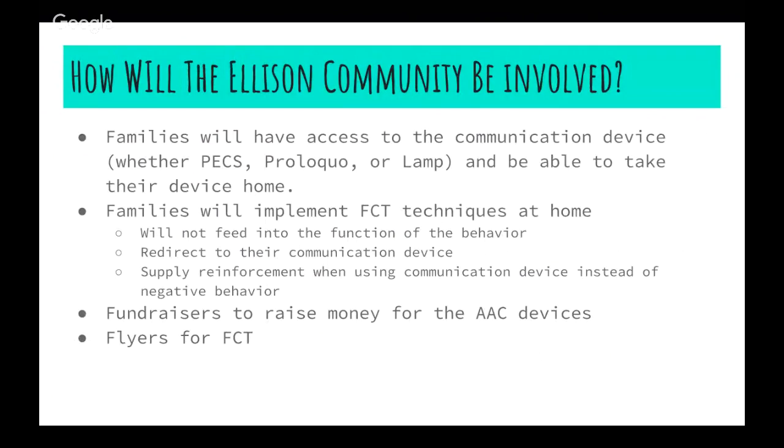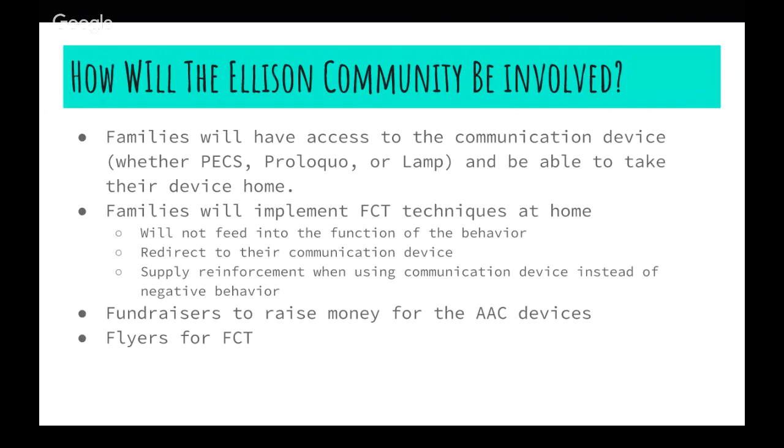So having a positive and supportive community is very important for Ellison Preschool. So what will happen is we will send home flyers about FCT, Proloquo, and also LAMP, which is another communication device. They'll be able to take their device home, and also the flyers, which will be bi-weekly flyers every month. And that will just explain what we're doing at school, what we're implementing, and how it is affecting their child in a positive way to raise their communication levels.